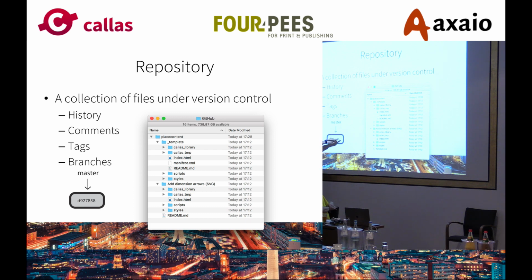So we have a repository having probably thousands of files just represented by this number. So this number is the hash value of the commit.